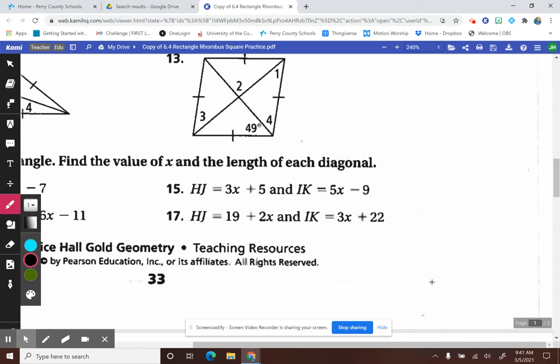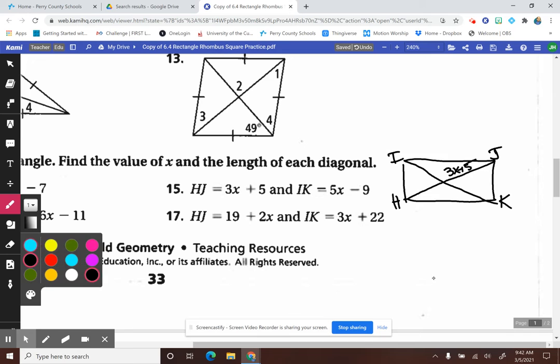So what I'm going to do over here first is go ahead and draw out H, I, J, and K. All right. And then it says find the value of X and the length of each diagonal. So let's go ahead and draw diagonals in here. And then keep in mind what it's really telling me. It's telling me find the value of X. So HJ, this length here, HJ, is 3X plus 5. I'm just going to write it there. But you understand that that is the entire thing, right? That's this entire piece. So 3X plus 5.